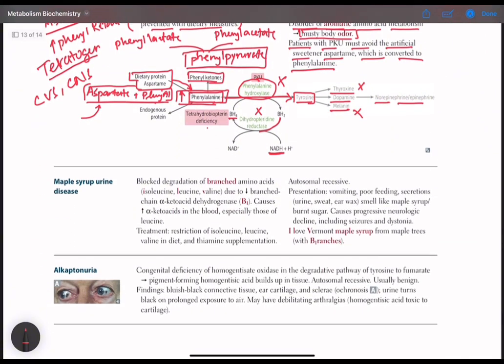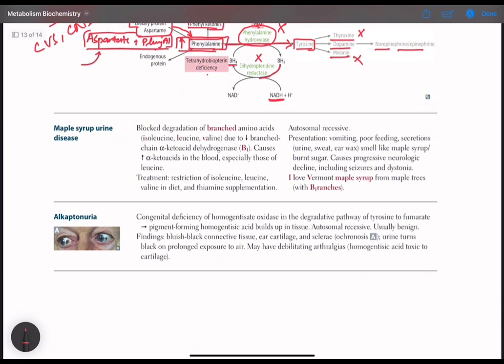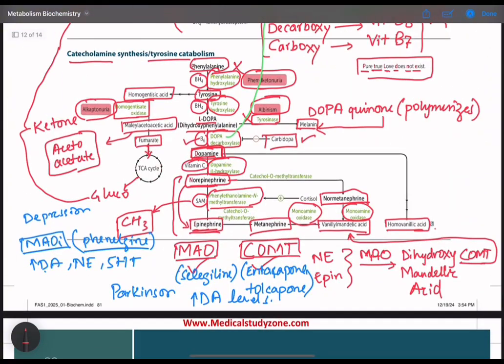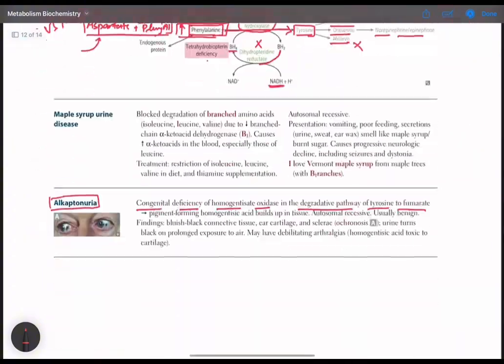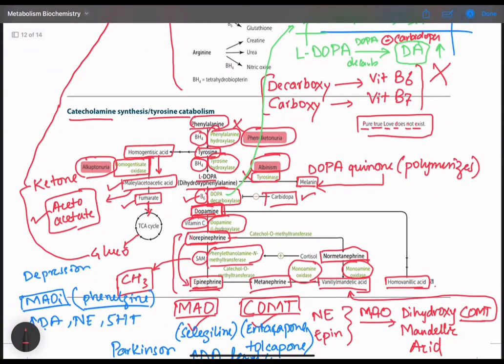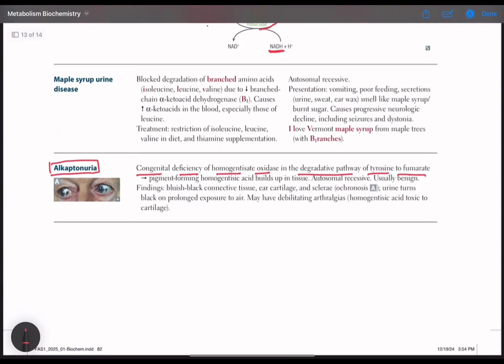Now let's switch toward alkaptonuria. Alkaptonuria is a congenital deficiency of homogentisate oxidase in the degradative pathway of tyrosine to fumarate. If we come over here, homogentisate oxidase converts homogentisic acid into maleylacetoacetic acid, which is converted into fumarate and acetoacetate, and fumarate enters the TCA cycle. So in alkaptonuria, we have a deficiency of homogentisate oxidase, and we have a buildup of high levels of homogentisic acid.